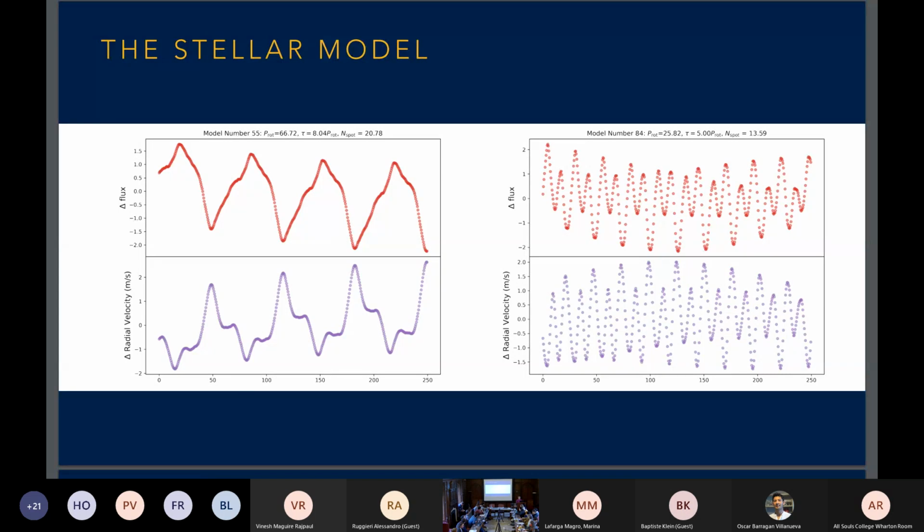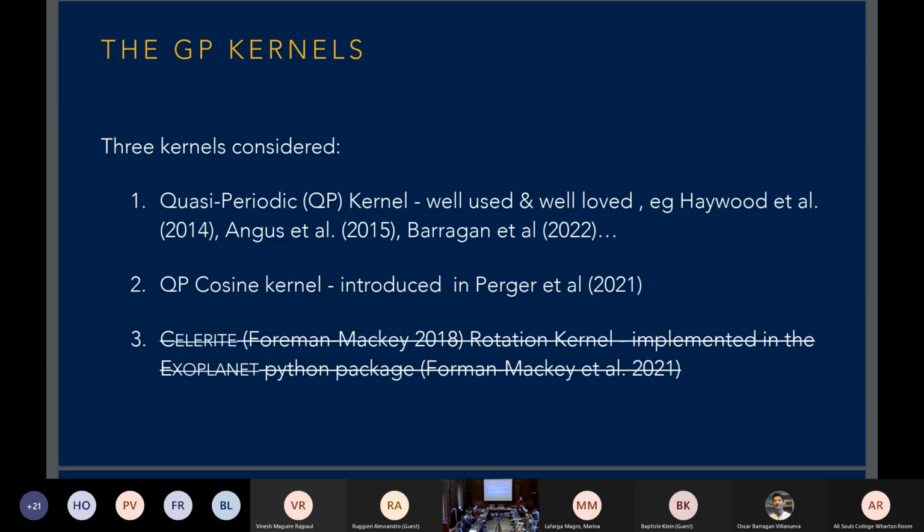This is just an example of some of the stellar models that we have. We have a nice longer rotation period one here, and a shorter rotation period one, with slightly different spot distributions and spot numbers, and different spot decay times. So you end up with different looking light curves and radial velocities. So I was looking at that. I'm going to close this so I'm not confused.